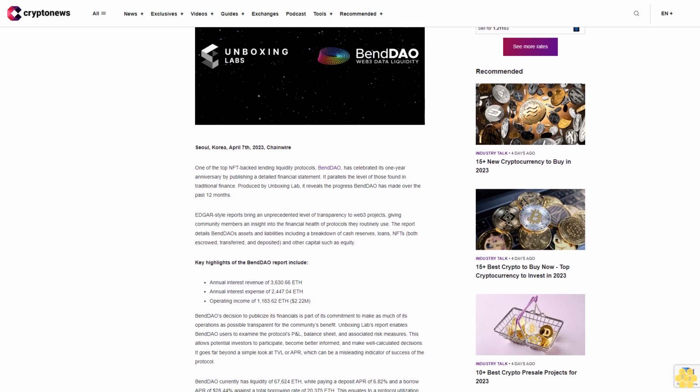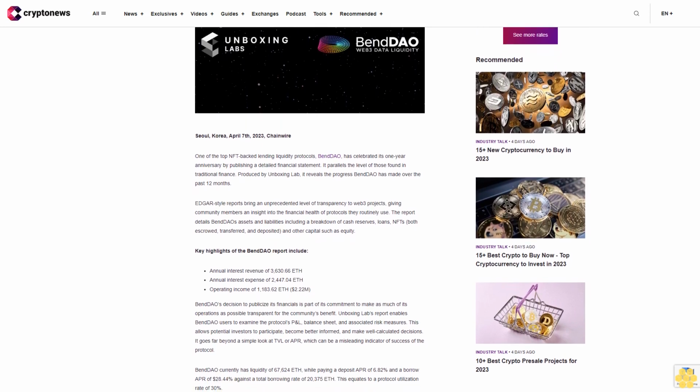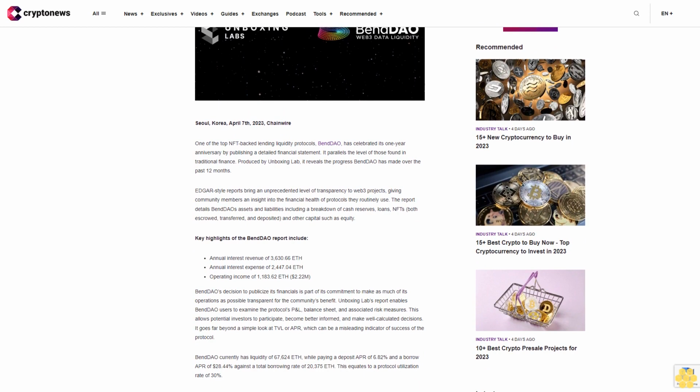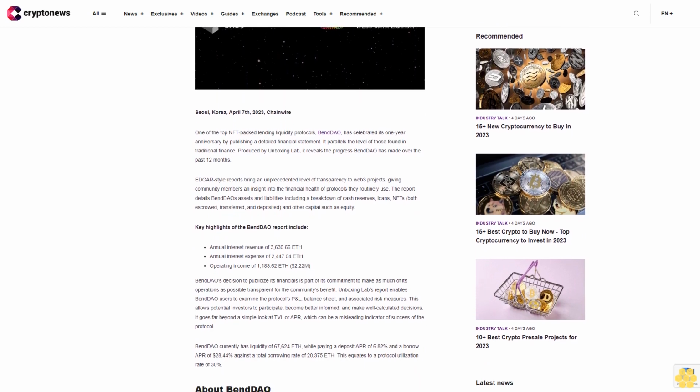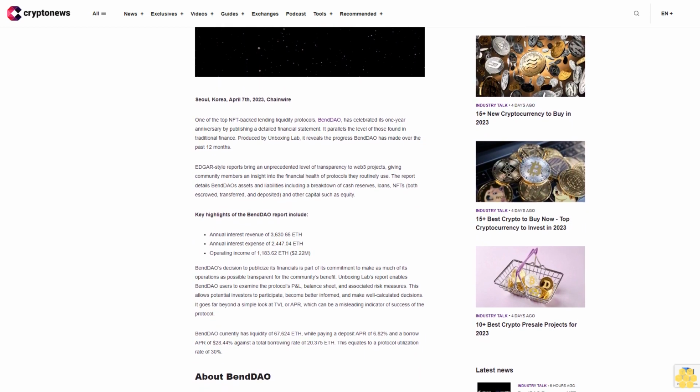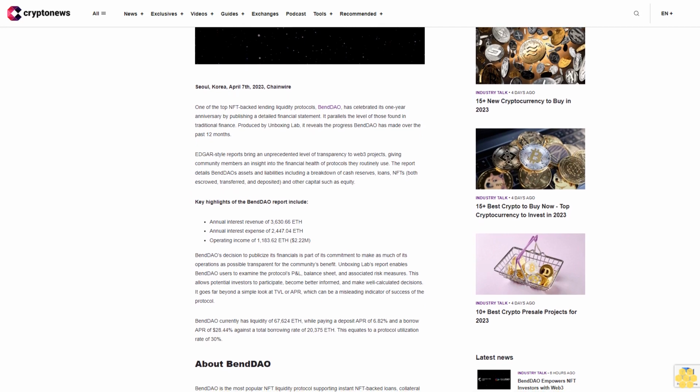Seoul, Korea, April 7, 2023, Chainwire. One of the top NFT-backed lending liquidity protocols, BendDAO, has celebrated its one-year anniversary by publishing a detailed financial statement. It parallels the level of those found in traditional finance. Produced by Unboxing Lab, it reveals the progress BendDAO has made over the past 12 months.